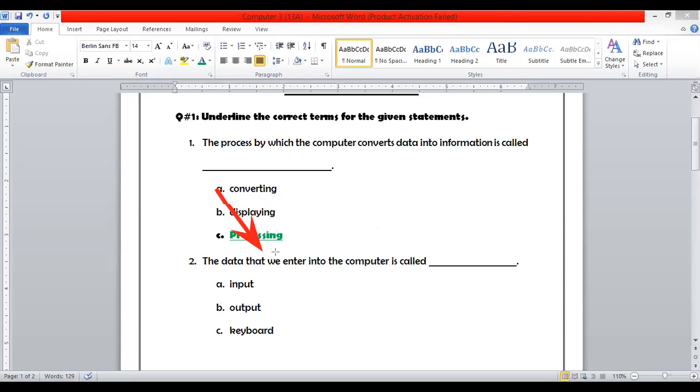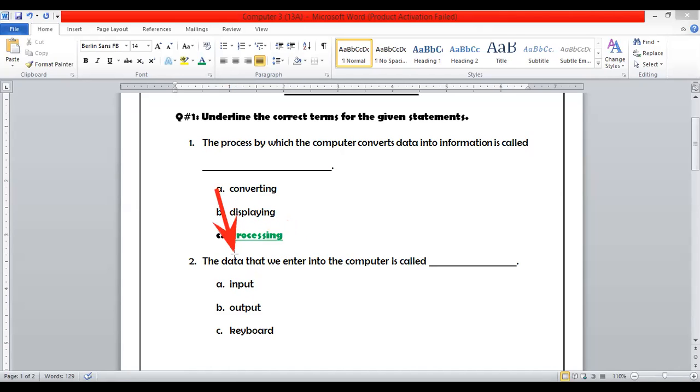The data that we enter into the computer is called input. The data which is getting out from the computer is the output. It's basic English. Enter into the computer is called input. What data do we enter? We enter the click. We use the keyboard to enter data.